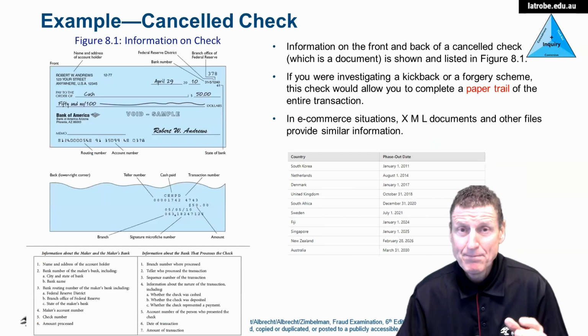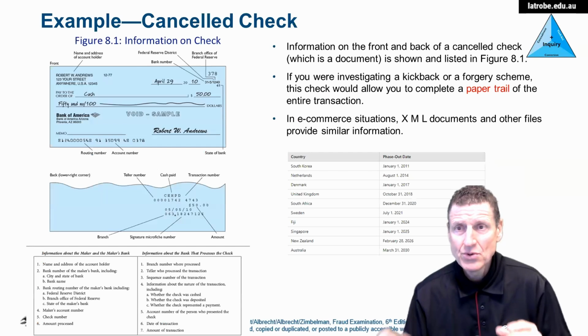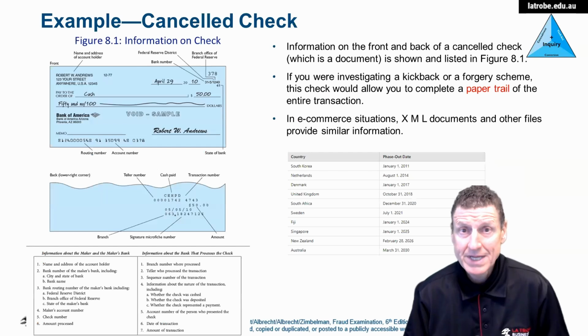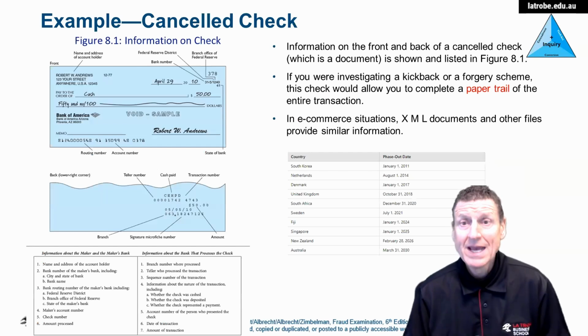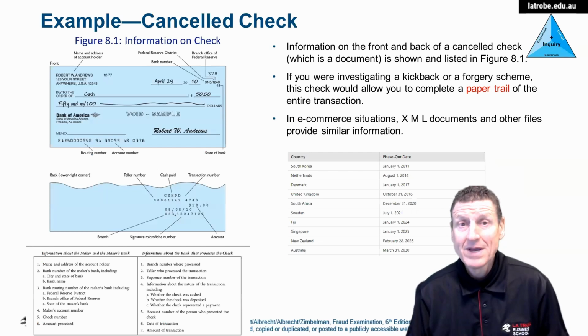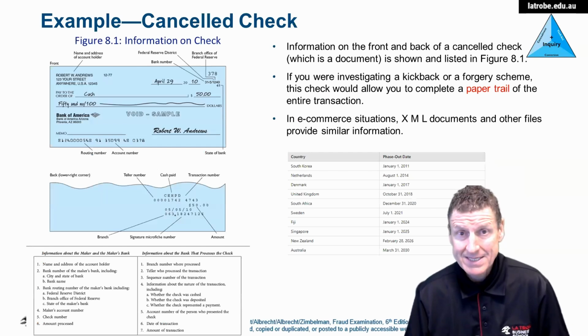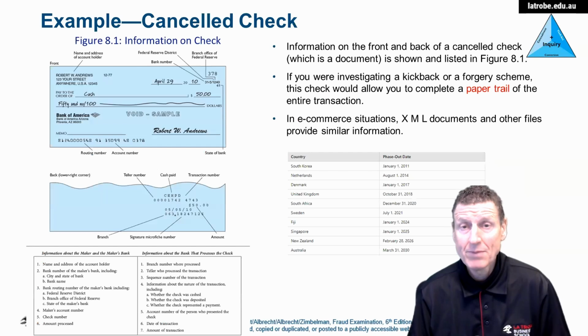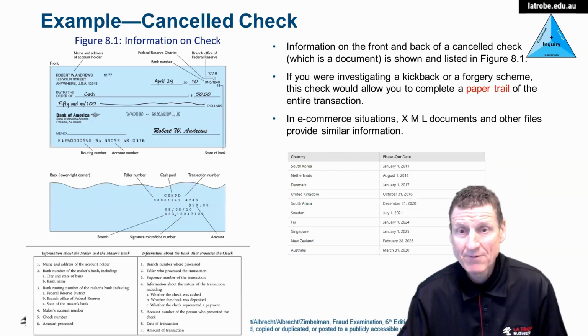You can see there's many aspects of a document that you can investigate and look at to get a sense of who wrote the check, who sent the check, where was the check sent to. And in the same way, in e-commerce situations, you can get similar information through the wiring of different monies. Where was the money wired from? Where was the money wired to? And so forth.